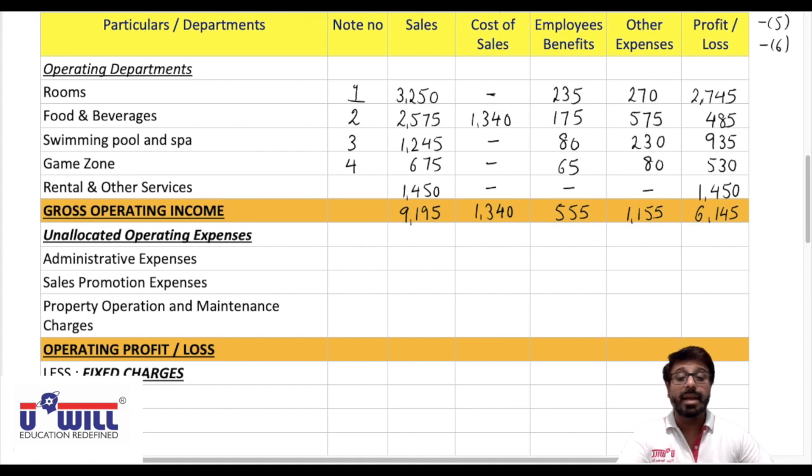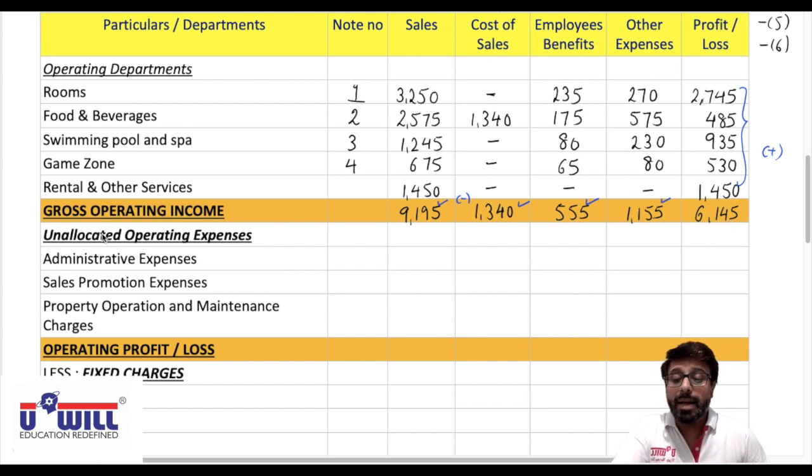Either you can add all these amounts, or even if you do 9195 minus 1340, 555 and 1155, minus these three amounts, then also you'll get 6145. Now remember that after this, the last column represents the column of total. Don't write it, just remember. Now the last column will just represent the column of total.